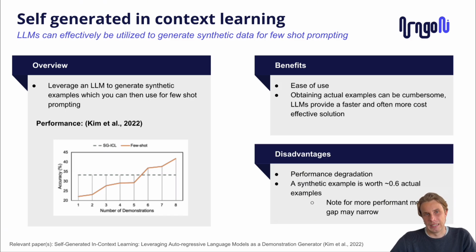The disadvantage, though, is that, at least from this research, a performance degradation has been identified. From their research, they identified that a synthetic example is worth about 0.6 real human-generated examples. A caveat I'd like to note is that for larger, more recent models, this performance gap may shrink, so it's worth still checking this approach on some of the more recent models. As a note on terminology, you'll often see few-shot learning also referred to as in-context learning. It's effectively the same thing.